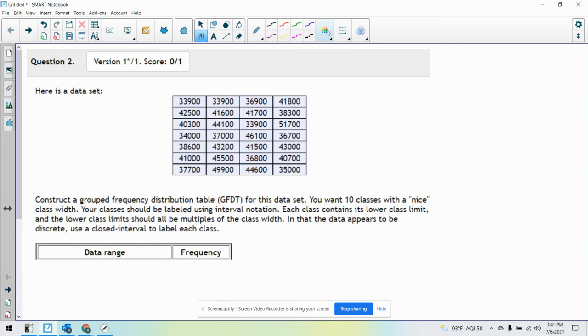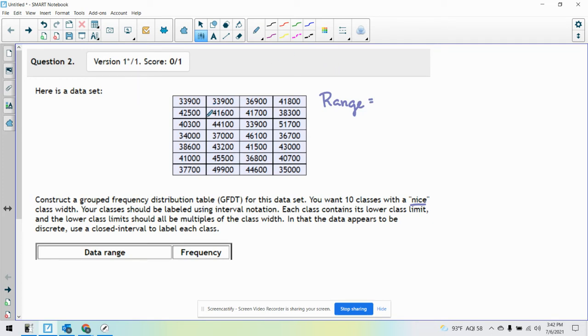All right, so we have this question here. It says construct a group frequency distribution. You want 10 classes that are a nice width. So all these are going to be done the same way. The first thing I'm going to do is find the range, which is the highest number minus the lowest number.